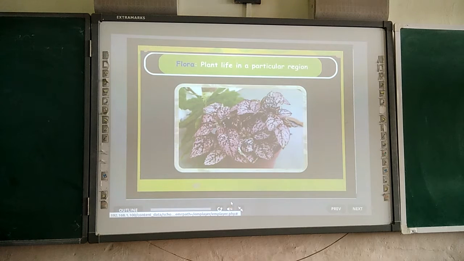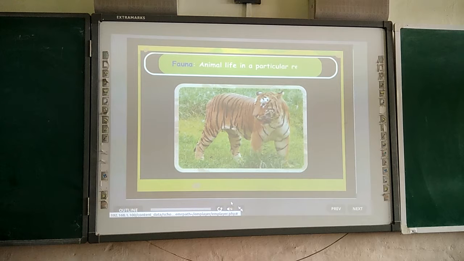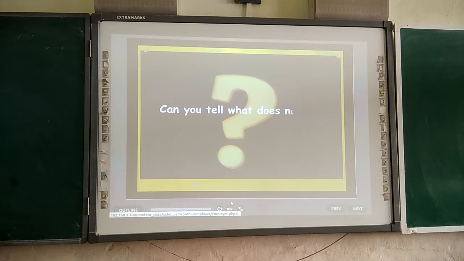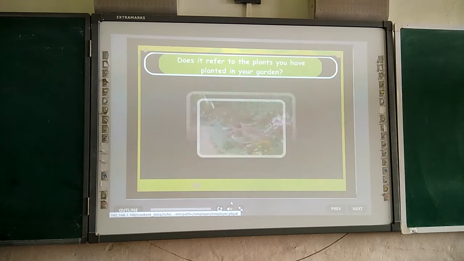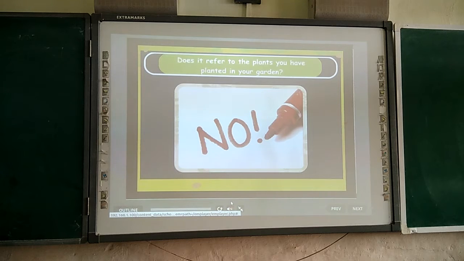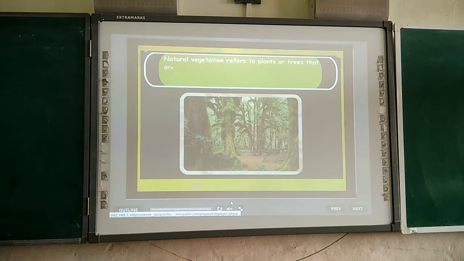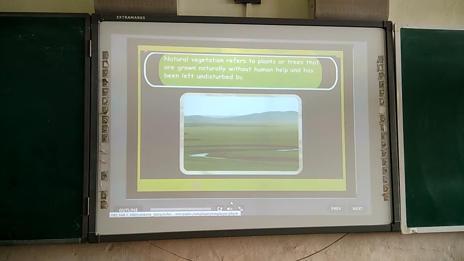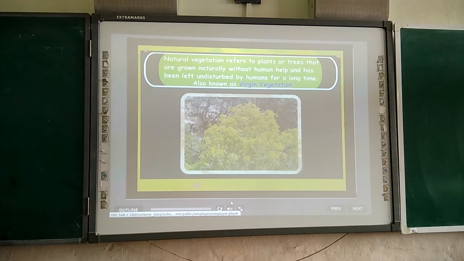Specifically, plant life that is present in a particular region is known as flora, and the corresponding word for animal life is fauna. Can you tell what natural vegetation refers to? Does it refer to the plants you have planted in your garden? Well, the answer is no. Natural vegetation refers to plants or trees that grow naturally without human help and have been left undisturbed by humans for a long time. This is also known as virgin vegetation.